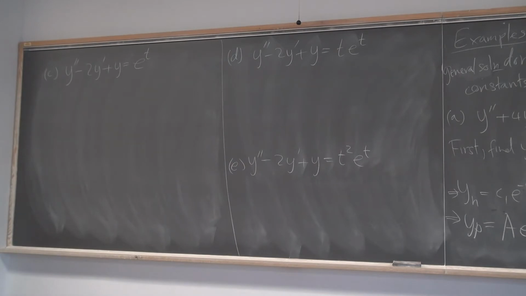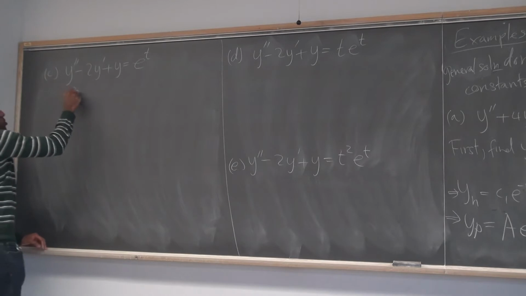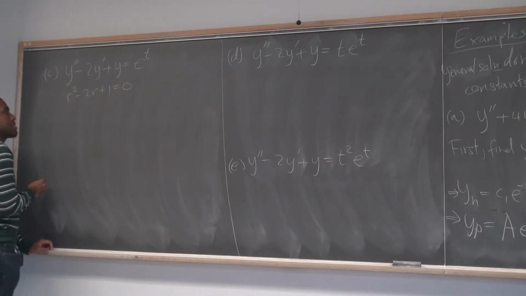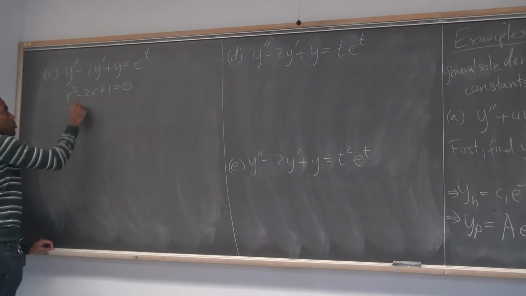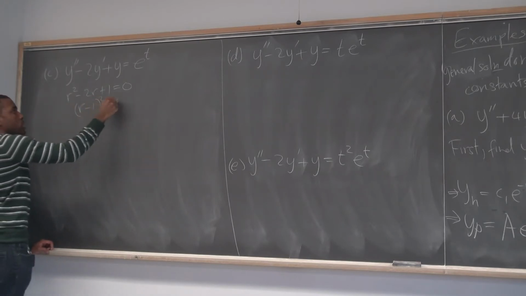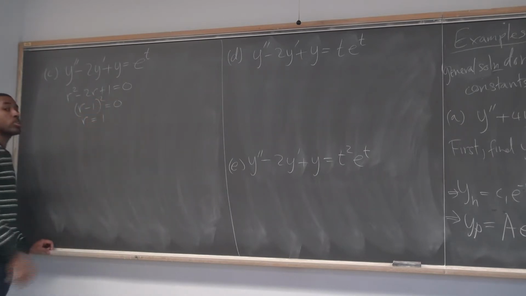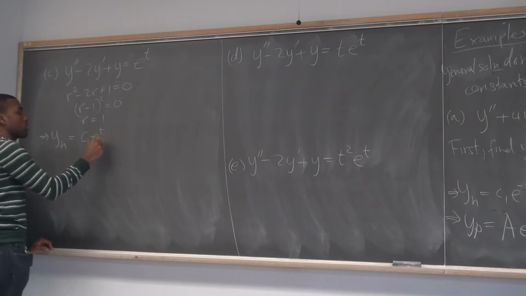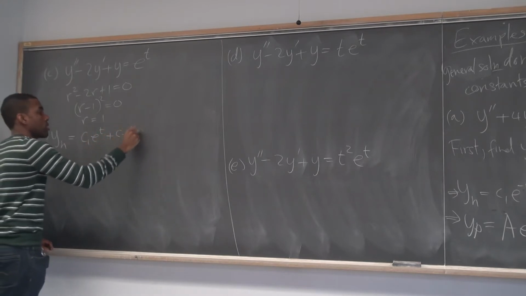All right, what's the first thing to do? This one. What's r? 1. You just get r minus 1 all squared equals 0, which means you have a repeated root of 1, which means your homogeneous solution looks like what? C1 e to the t plus C2 t e to the t.